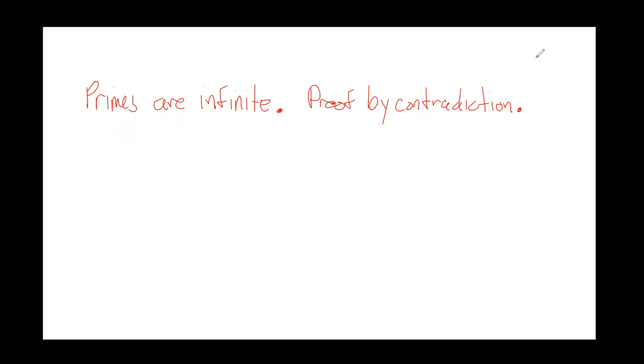We're going to create an exhaustive list of the primes, and then we are going to create a number that is prime that is not in this list. Creating a number that is prime directly in this fashion is difficult, so we're going to indirectly create a prime number that's not in this list. So, proof by contradiction, assume the primes are finite. This means that there exists an n such that the cardinality of this set is n, so we have n primes. We can list them out: p1, p2, p3, all the way out to pn.